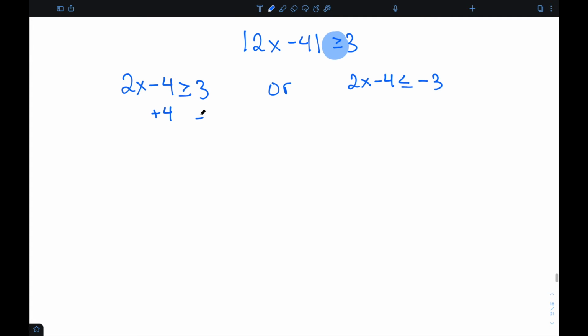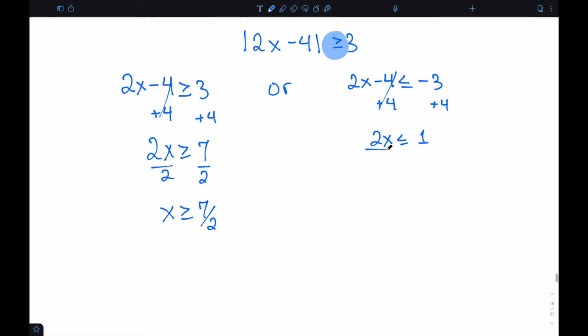On the left, we can add 4 to both sides. That gets me 2x is greater than or equal to 7. Dividing both sides by 2 gives me x is greater than or equal to 7 over 2. For my second equation, I add 4 to get 2x is less than or equal to 1. Divide by 2 to get x is less than or equal to 1/2.